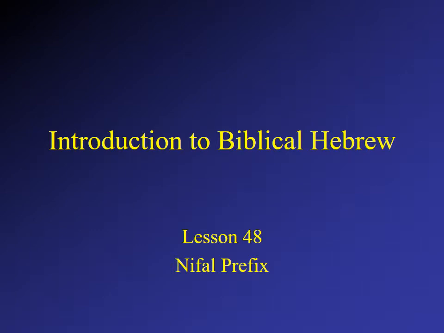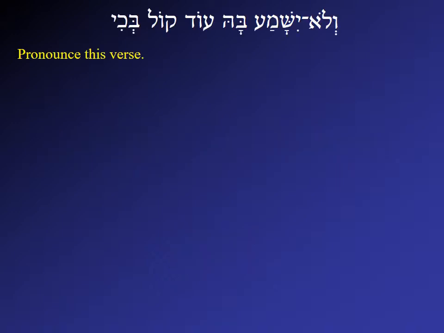This lesson corresponds to Kittel and Hoffer's chapter 48 on the Nifal prefix. This is the verse for this unit. Let's begin by pronouncing it: Velo Yishama Ba Od Kol Bechi. Velo Yishama Ba Od Kol Bechi.